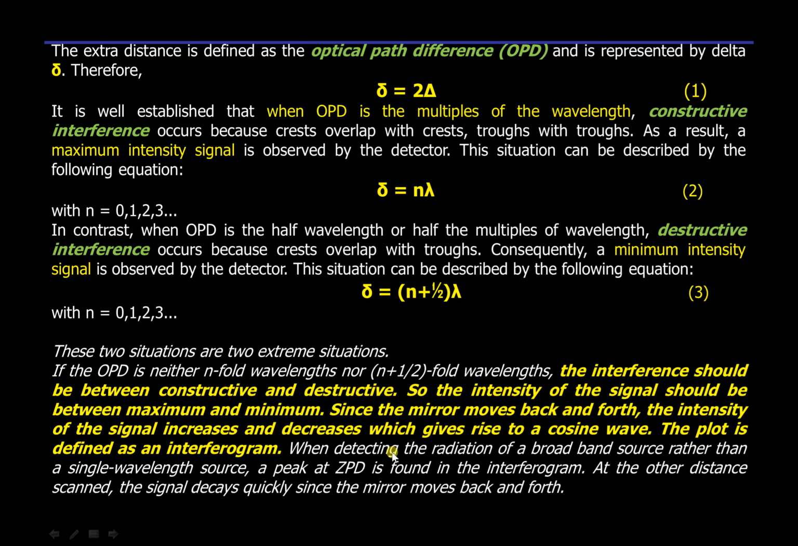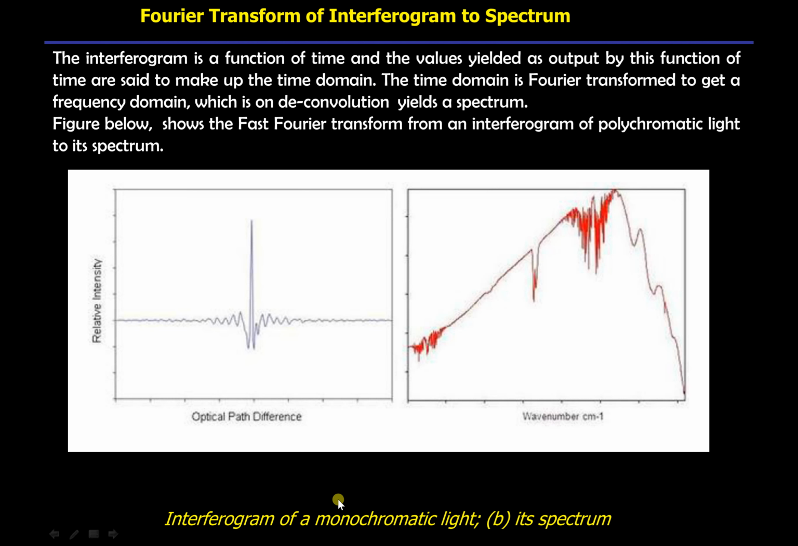When detecting the radiation of a broadband source rather than a single wavelength source, a peak at zero path difference is found in the interferogram. At other distances scanned, the signal decays quickly since the mirror moves back and forth. So the Fourier transform converts the interferogram to a spectrum, meaning from time domain to frequency domain. This mechanism is called the Fourier transform.